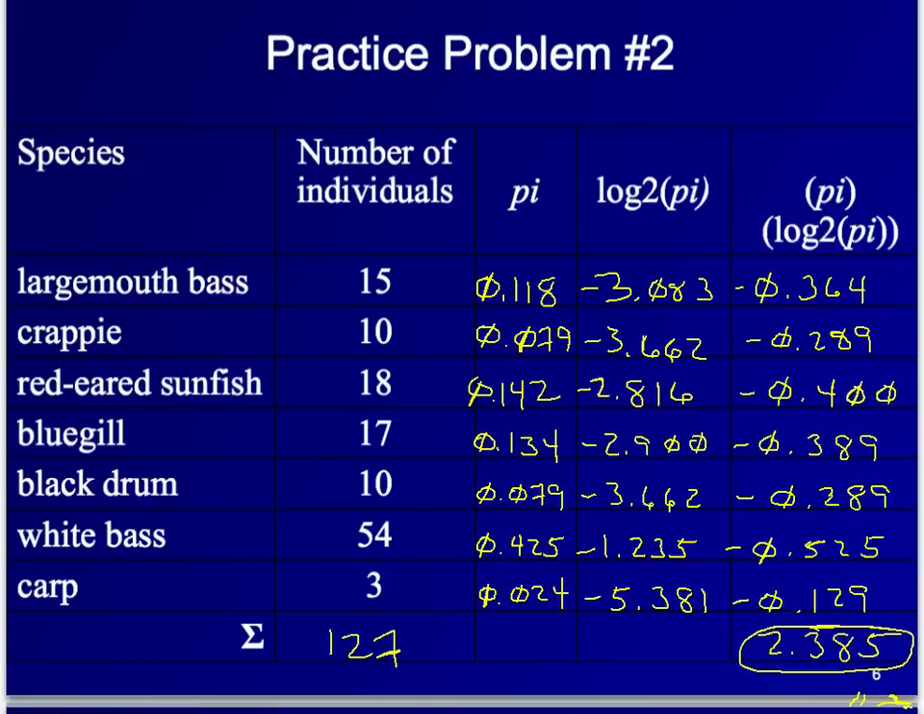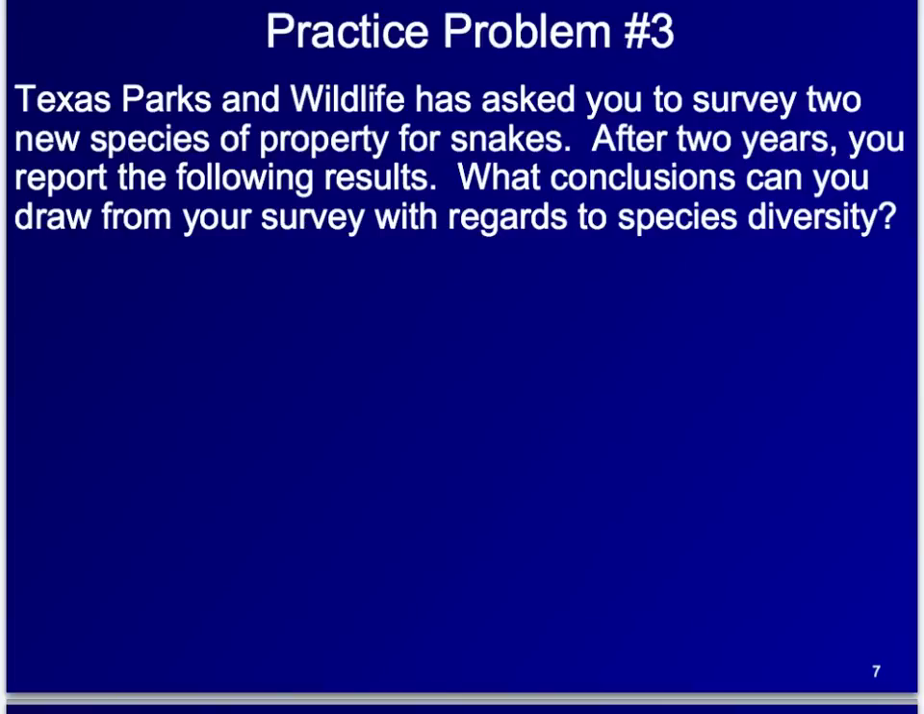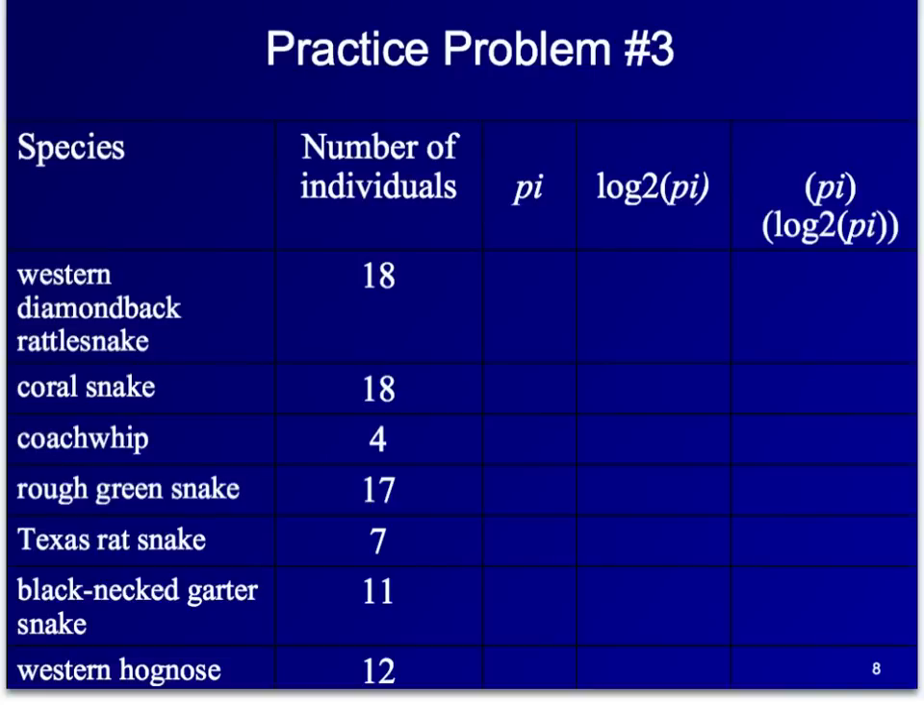Now we'll move on to the last problem. Something a little more realistic, but the numbers for the numbers of species are not particularly realistic. I generated these numbers by a random number generator, and so there's very little chance you'd catch as many hognose as I show on here, or as many coral snakes. The rest of the numbers are pretty close. The coach whips would probably be higher. Same with rat snakes.